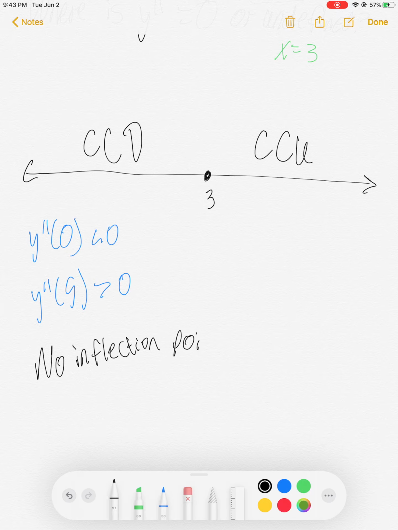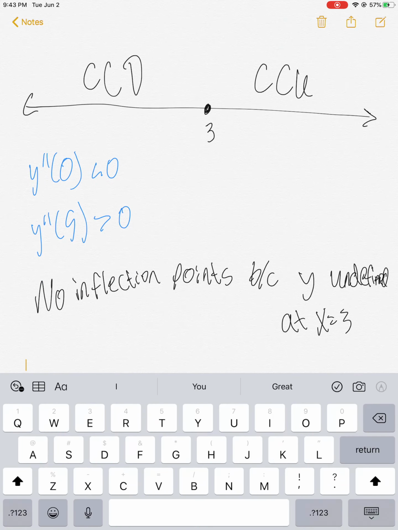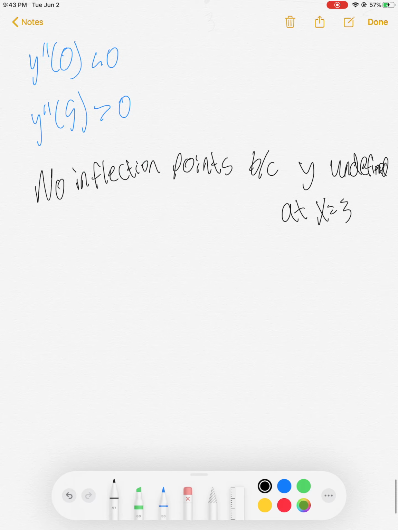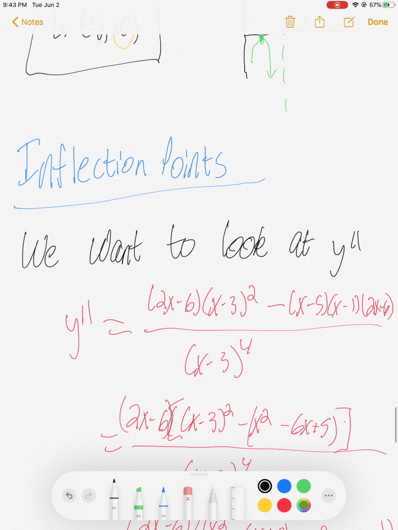Okay, so what I want to do now is organize, this is kind of what I was thinking with the first problem. We have found that there are no inflection points. We would have an inflection point at x equals 3. However, remember, because y is undefined at x equals 3.